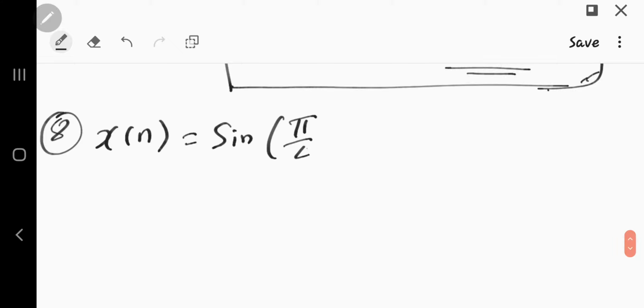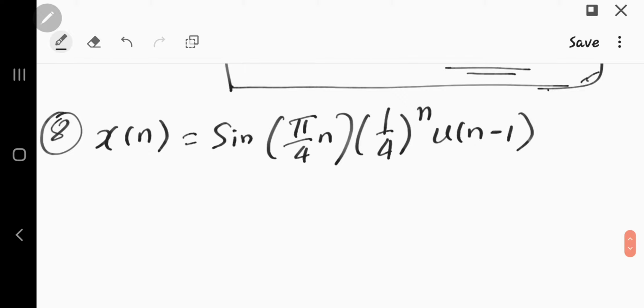Okay. In the same way, I'll take one more example. The problem given is: using the appropriate property, same thing, find the DTFT of the signal. Given signal x of n is sine pi by 4 n into 1 by 4 to the power n u of n minus 1. So this is the problem given here.